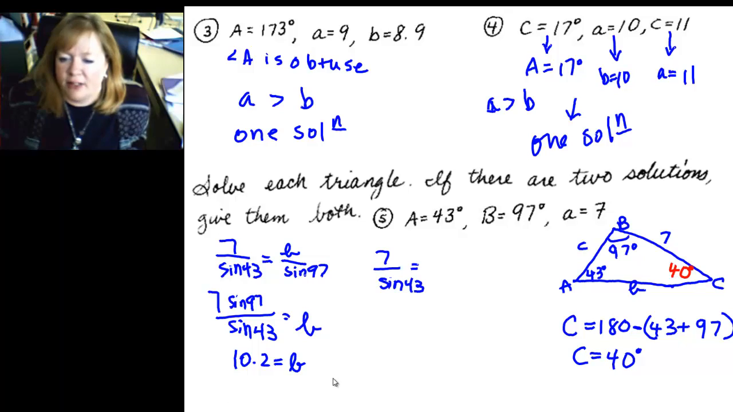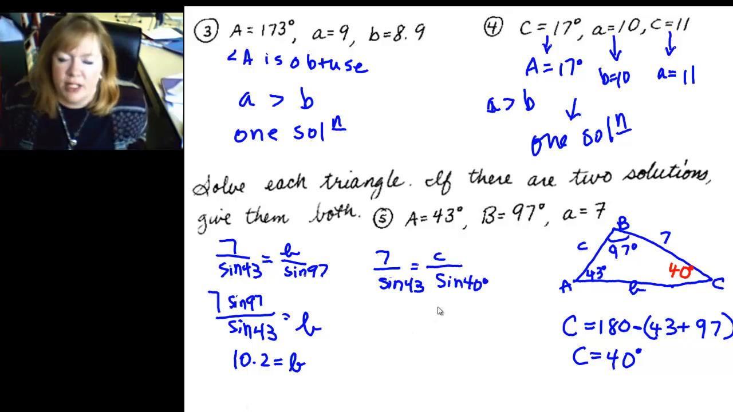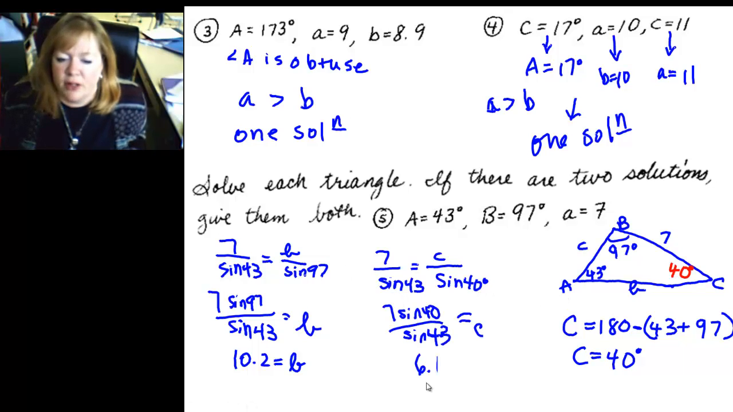Now let's find little c. So I'd have 7 over sine of 43 equals c over sine of 40. Cross multiply, divide by the third, and I end up with 6.6.